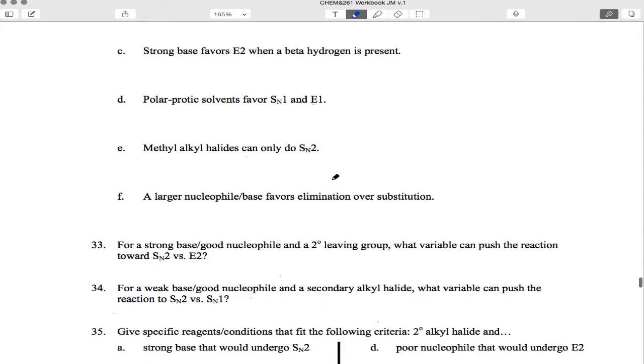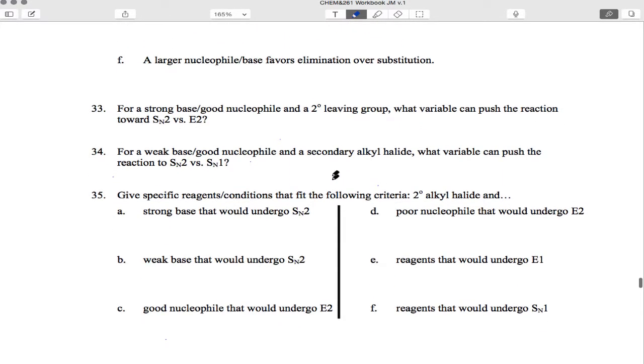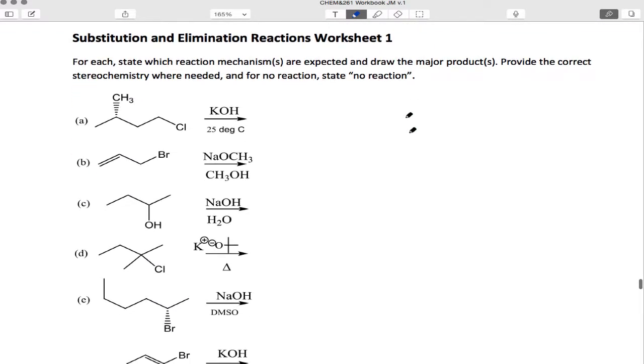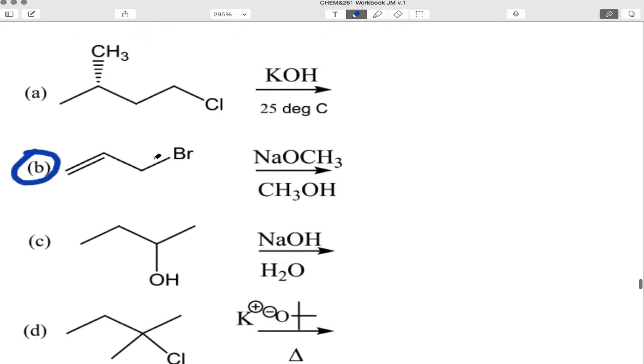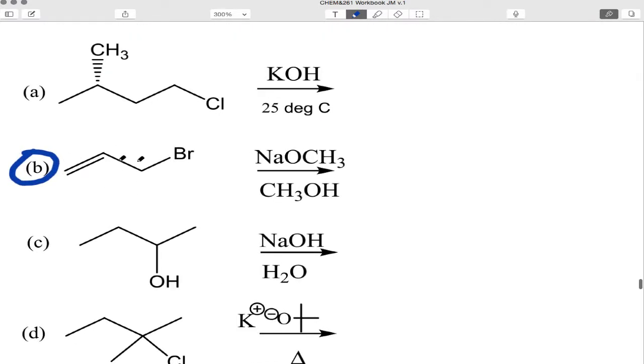So I want you to be able to look these over and see if you can reason out those concepts. And then finally, I've got lots more practice where you have the substrate, a nucleophile or base, and the temperature. Sometimes you have a solvent. So I got a lot of questions about things like this. Let me just point out B here. It's a little bit tricky. I have an allylic leaving group.